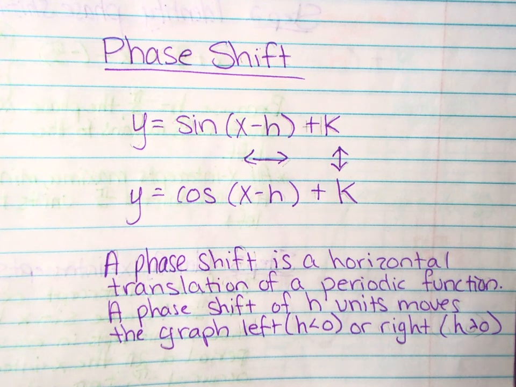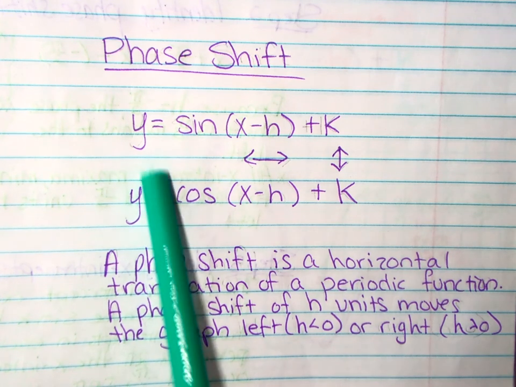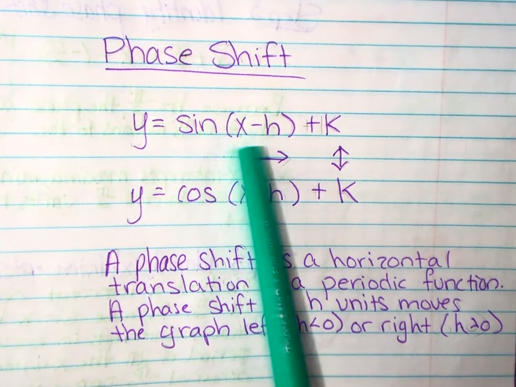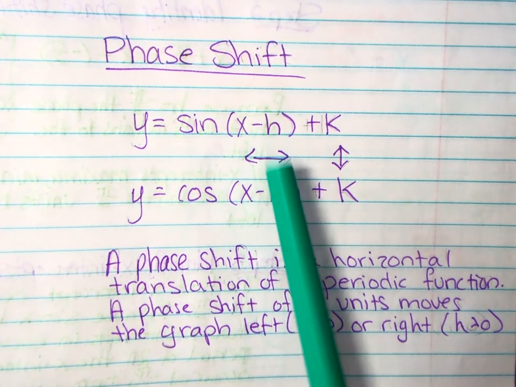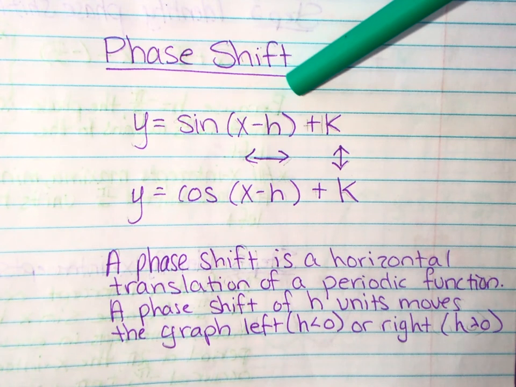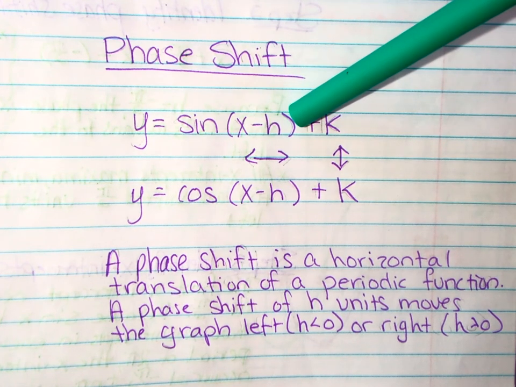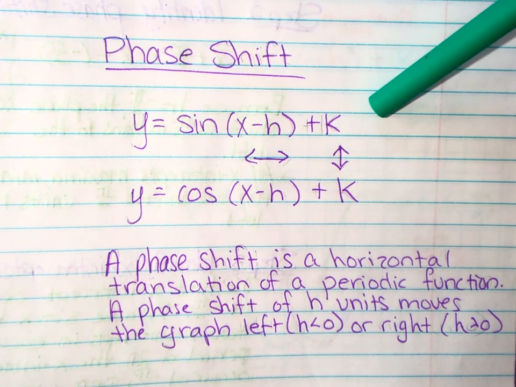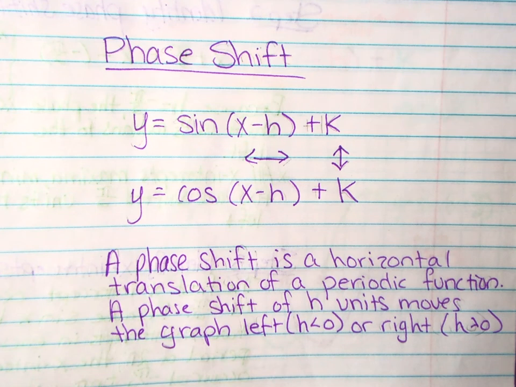Good morning, guys. Today we are going to talk about phase shifts with periodic functions, so graphs of sine and cosine. If we look at our equations, y equals sine, and then we have x minus h. As with all other functions that we've dealt with, the h is always a movement left and right, and the k is always up and down. This is the same thing that we're dealing with here, but now we have periodic functions. All right, so a phase shift is a horizontal translation of a periodic function.